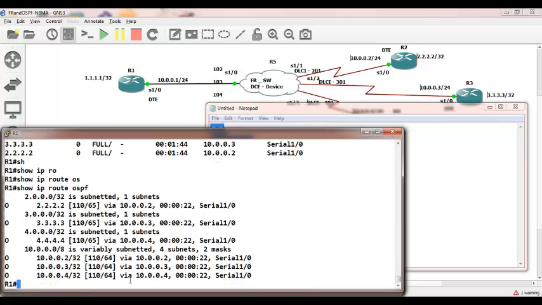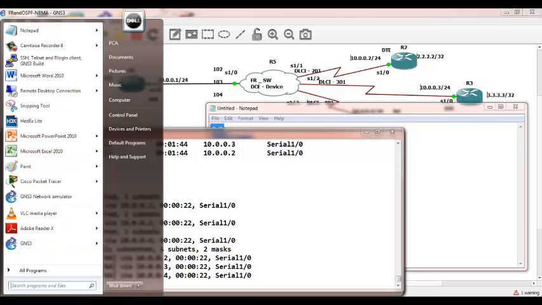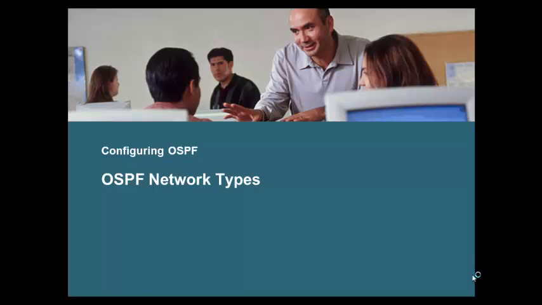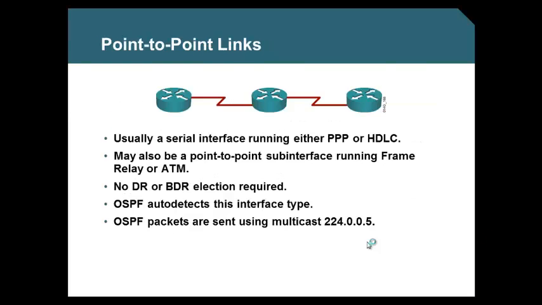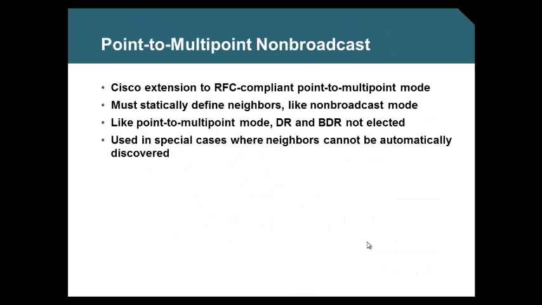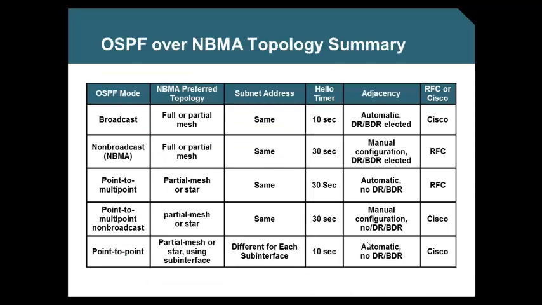Right, so we have seen 3 NBMA types so far: non-broadcast, point to multipoint, and point to multipoint non-broadcast. And we have another 2, which is broadcast and point to point. For broadcast also we can have the same topology. Why? We learned that same subnet is needed for broadcast.